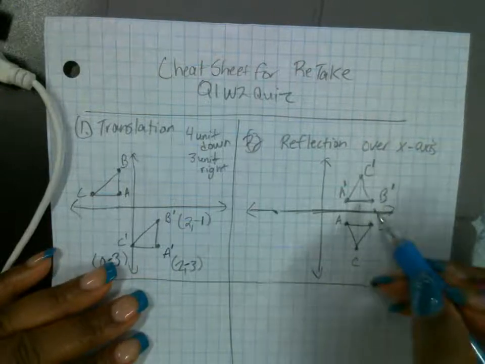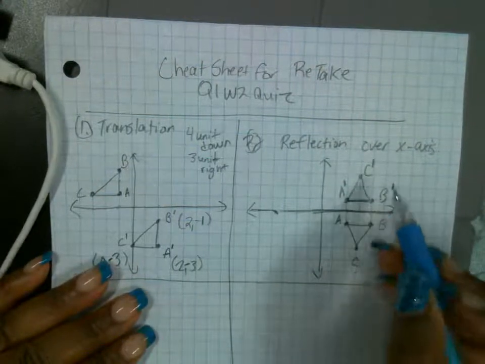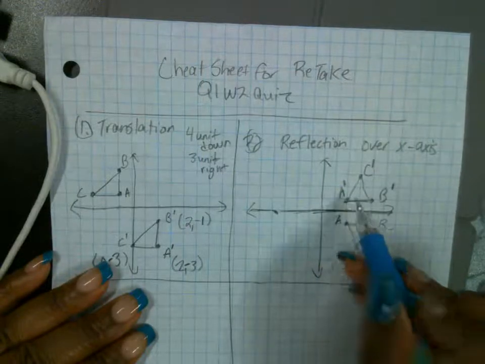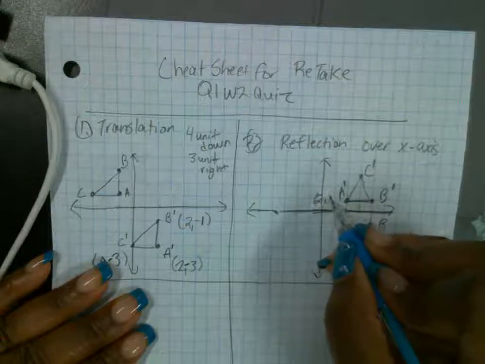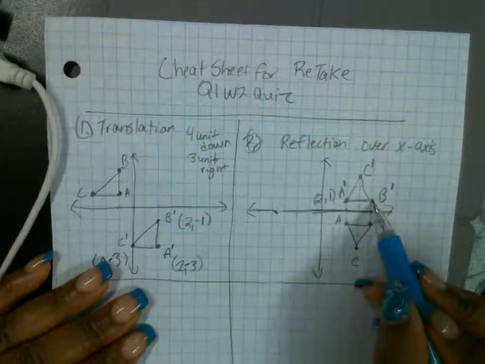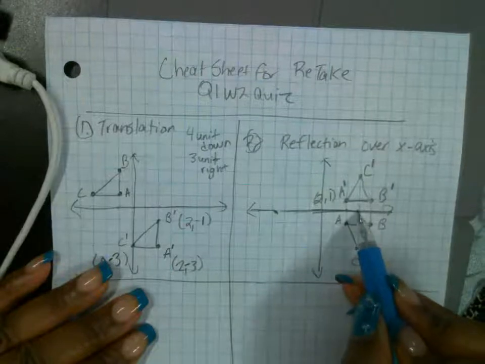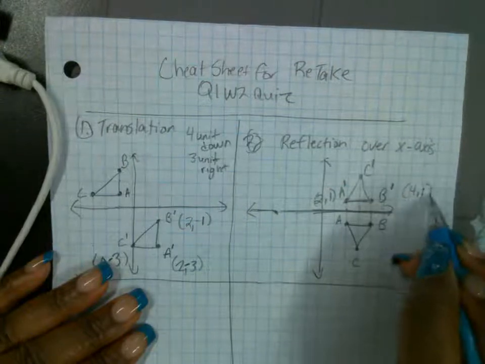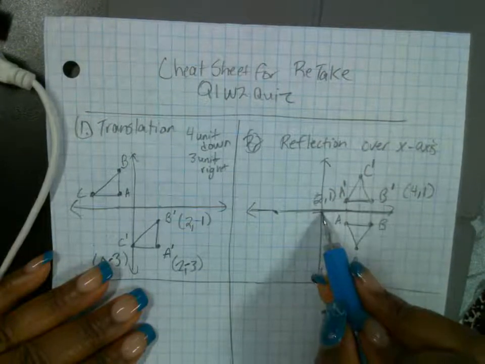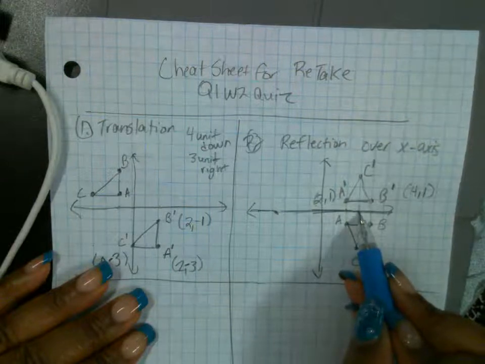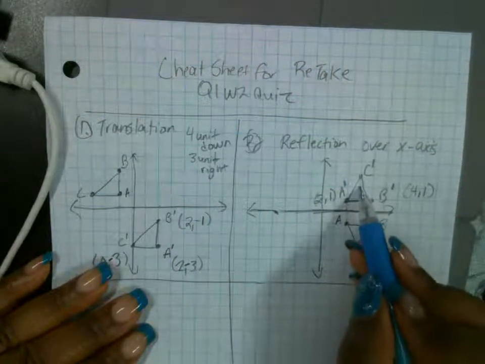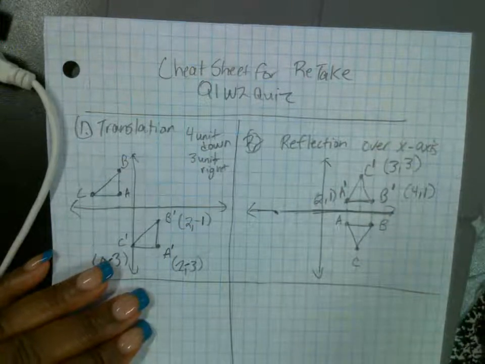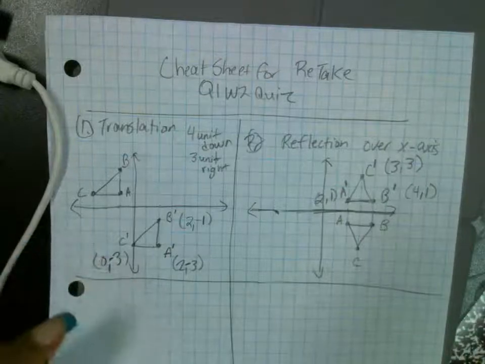And don't forget, you have to know what these ordered pairs are. A ordered pair is 2 and 1. B ordered pair is 4 and 1. C ordered pair is 3 and 3. You have to be able to pick the right ordered pairs. I'm going to pause for the cause. All right, let's look at this one.